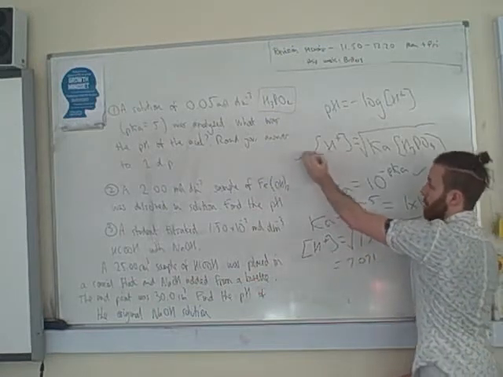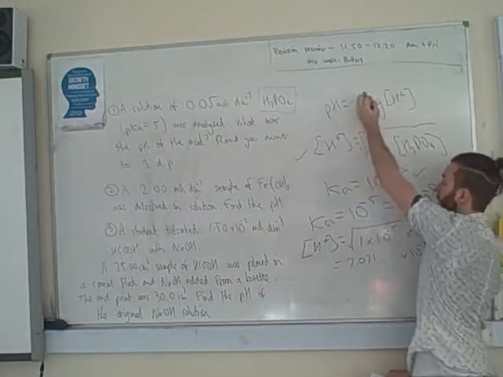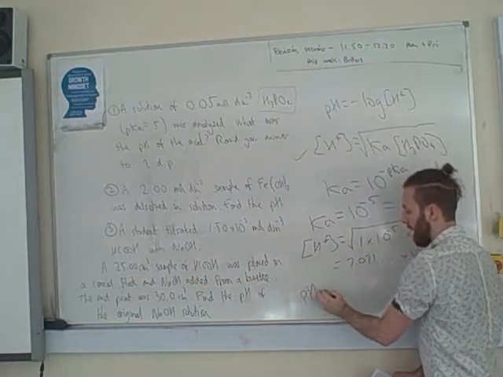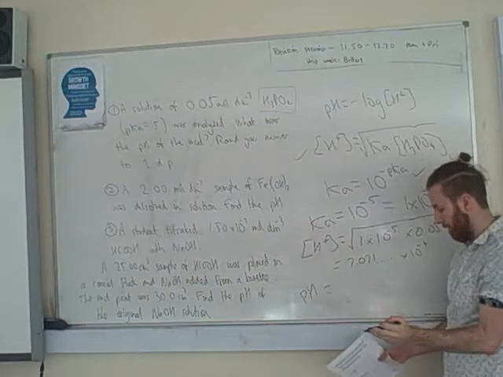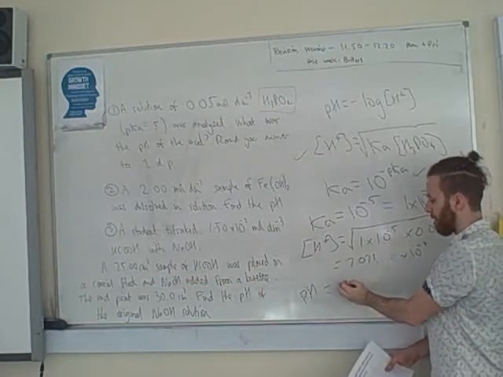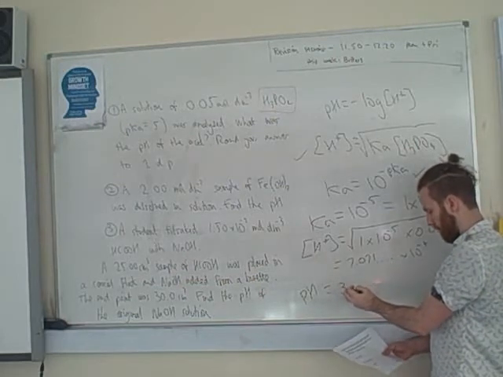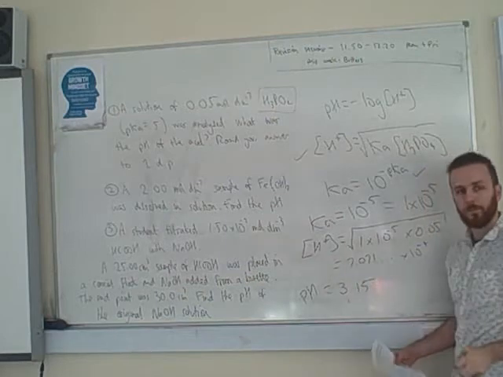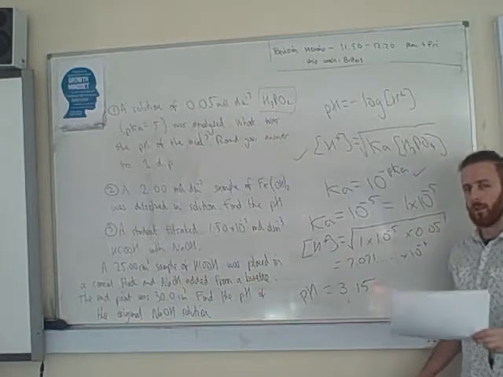I now know my H plus. I can then feed that into my pH. pH equals minus the log of H plus, which is going to give me 3.15. And I've lost the mark there.